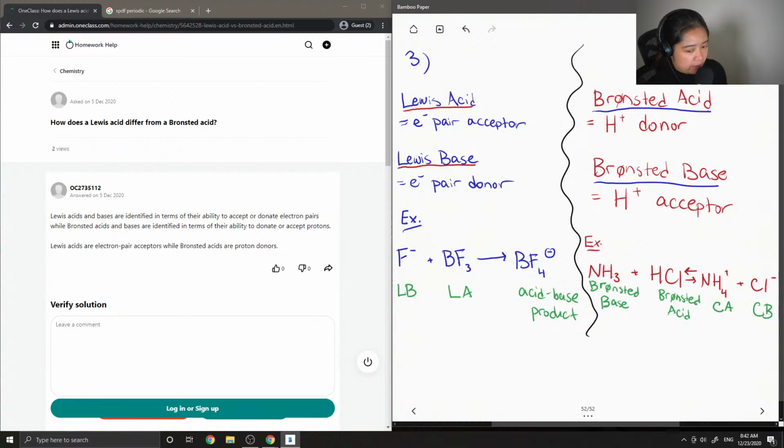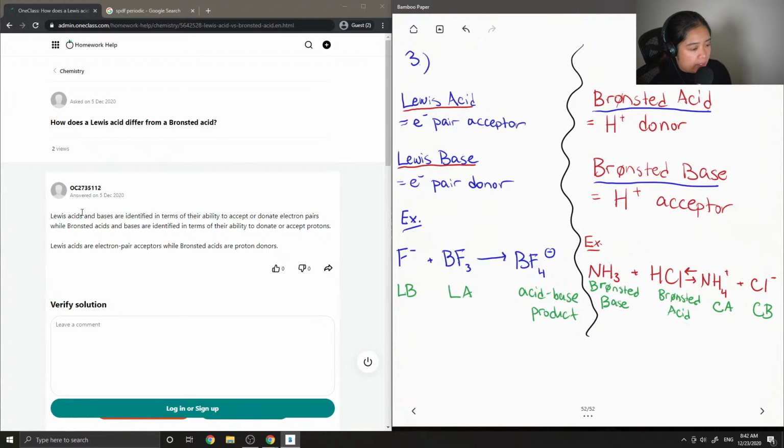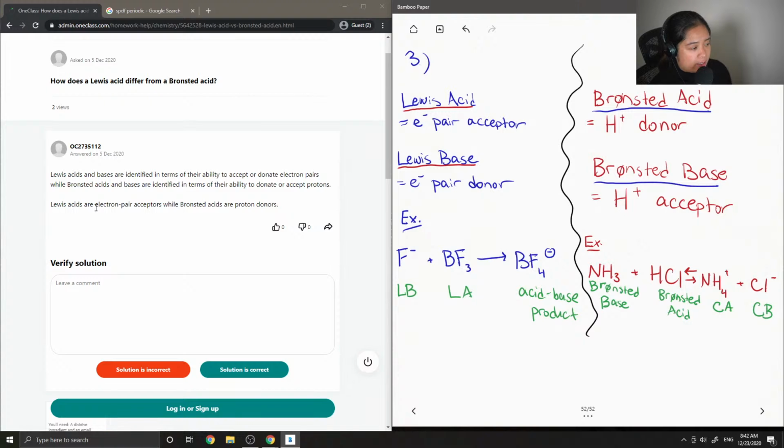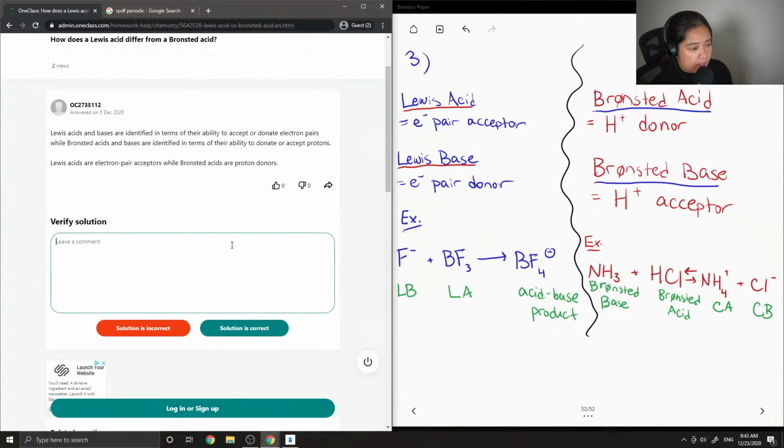Okay, so now let's see what the junior tutor said. Lewis acids and bases are identified in terms of their ability to accept or donate electron pairs, while Bronsted acids and bases are identified in terms of their ability to donate or accept protons. Lewis acids are electron pair acceptors, while Bronsted acids are proton donors. Yep, so this solution is correct.